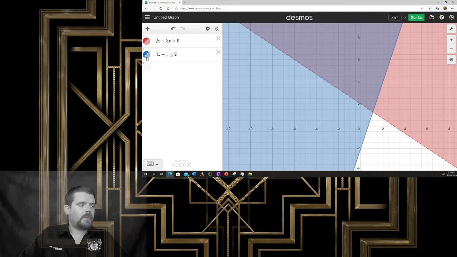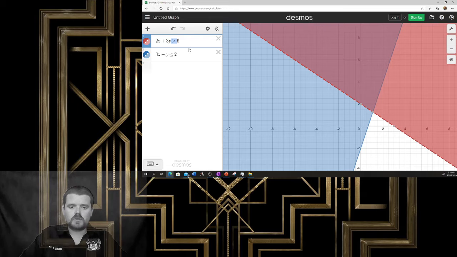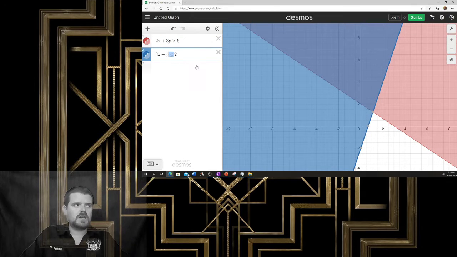Now, Desmos will by default graph both of these, and remember, if you need to refer back to Unit 3, I would do that. But anytime you have a greater than or equal to sign, we are shading above. If you have a less than or equal to sign, as in here, shading below once you rework the equation, right? Get y by itself.